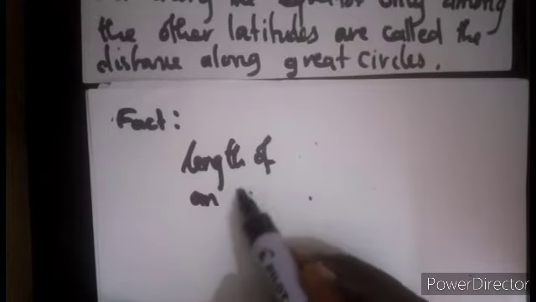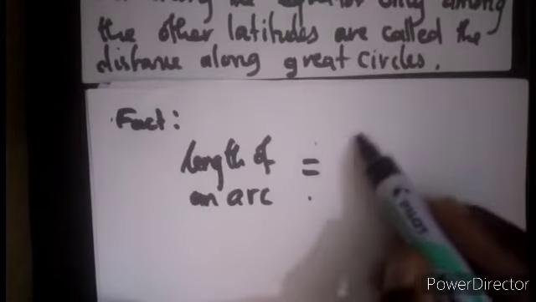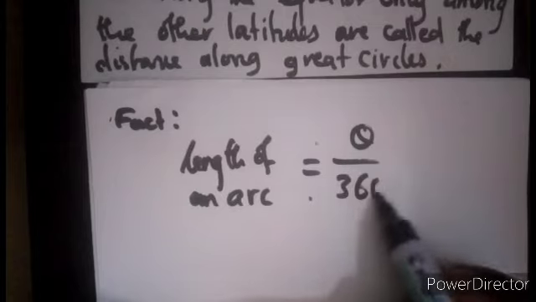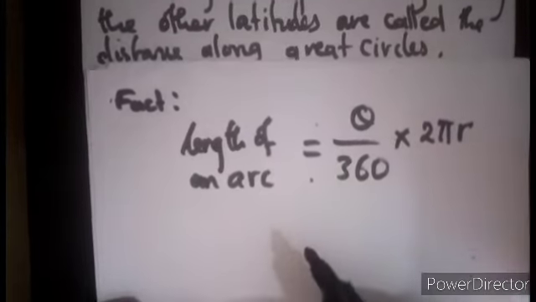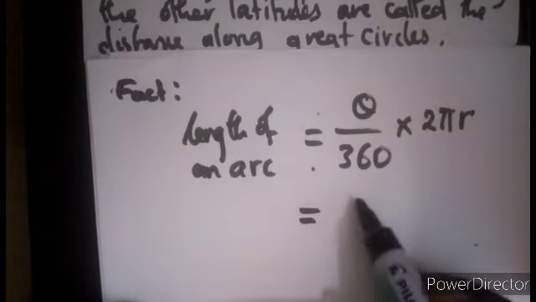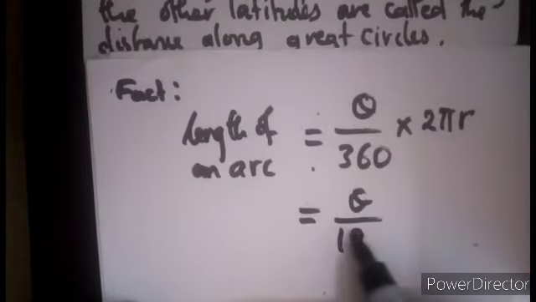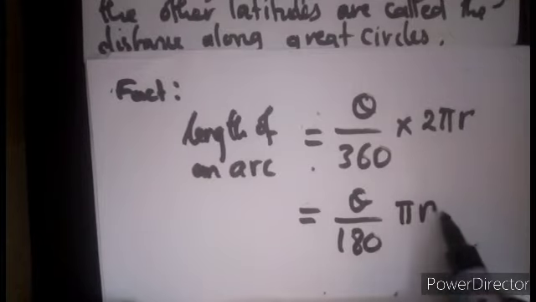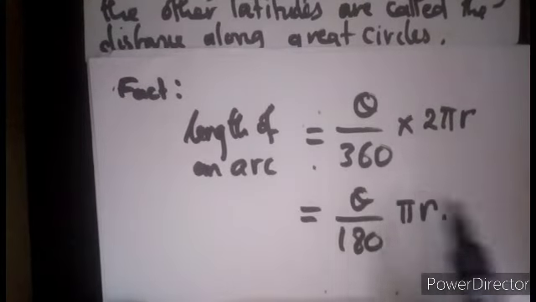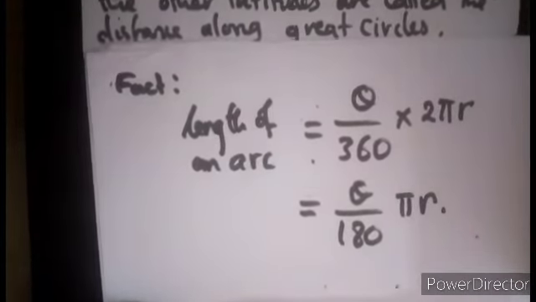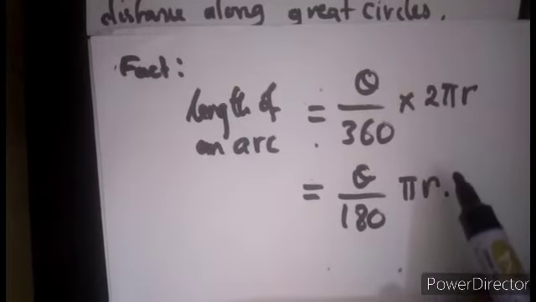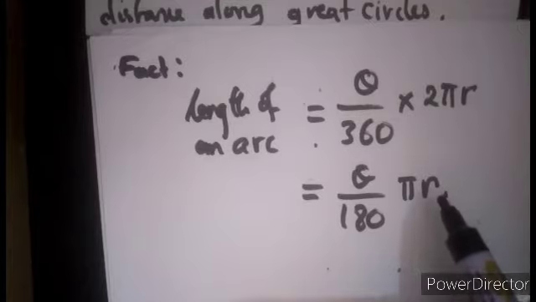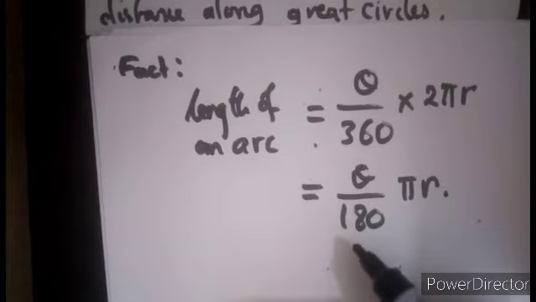Length of an arc is often theta all over 360 times 2 pi r, which can also be written as theta all over 180 times pi r, since 2 cancels 360 to give 180. Now you should be careful. This r here will denote the radius of the circle.